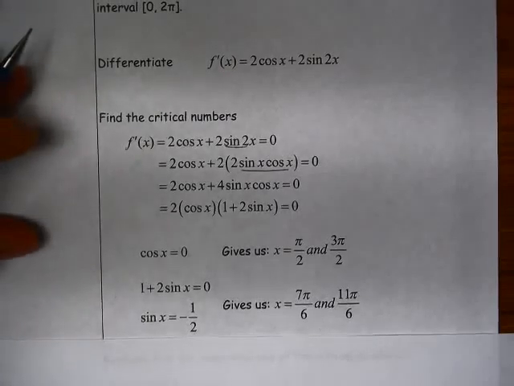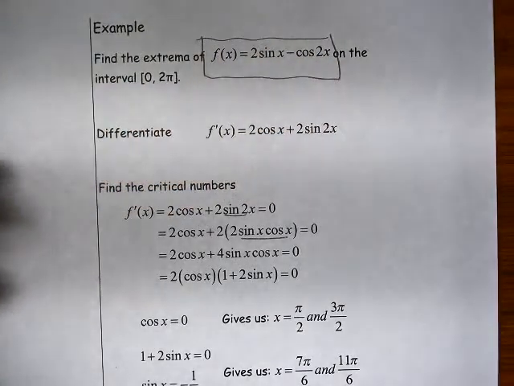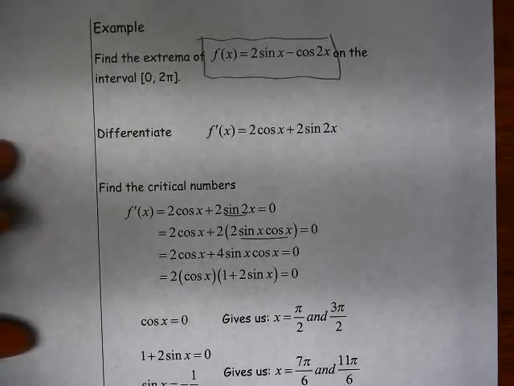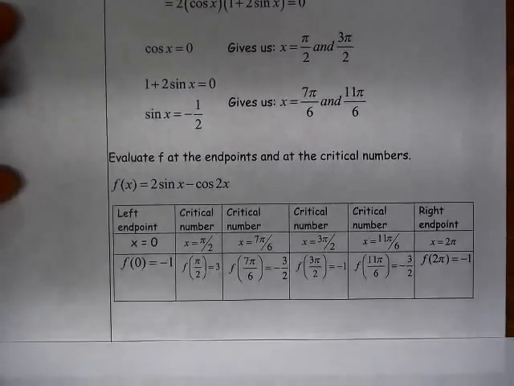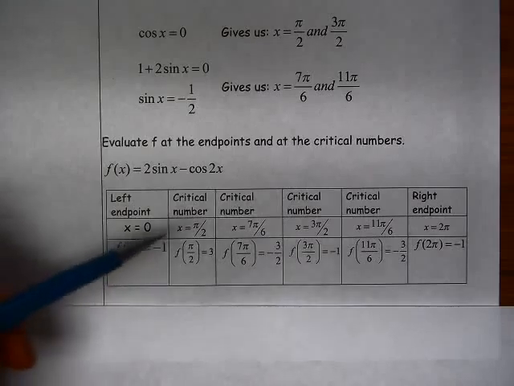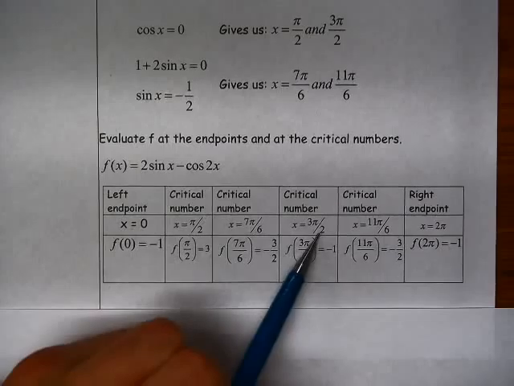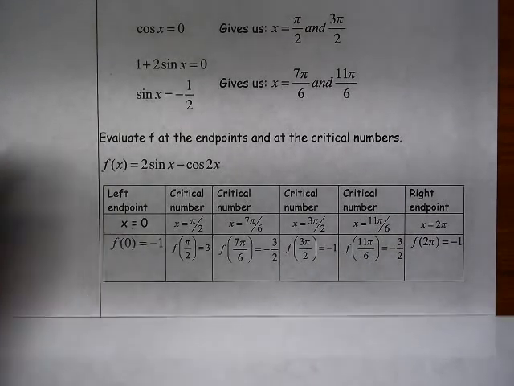And so again, when we do that, we substitute those x values, the endpoints and the critical numbers, into that original function, and we're looking for the y values of each of those points. So again, we lay out the table. In this case, we have more critical numbers, so the table is a little more crowded. But we have 0, pi over 2, 7 pi over 6, 3 pi over 2, 11 pi over 6, and 2 pi. And we evaluate our function at each of those.